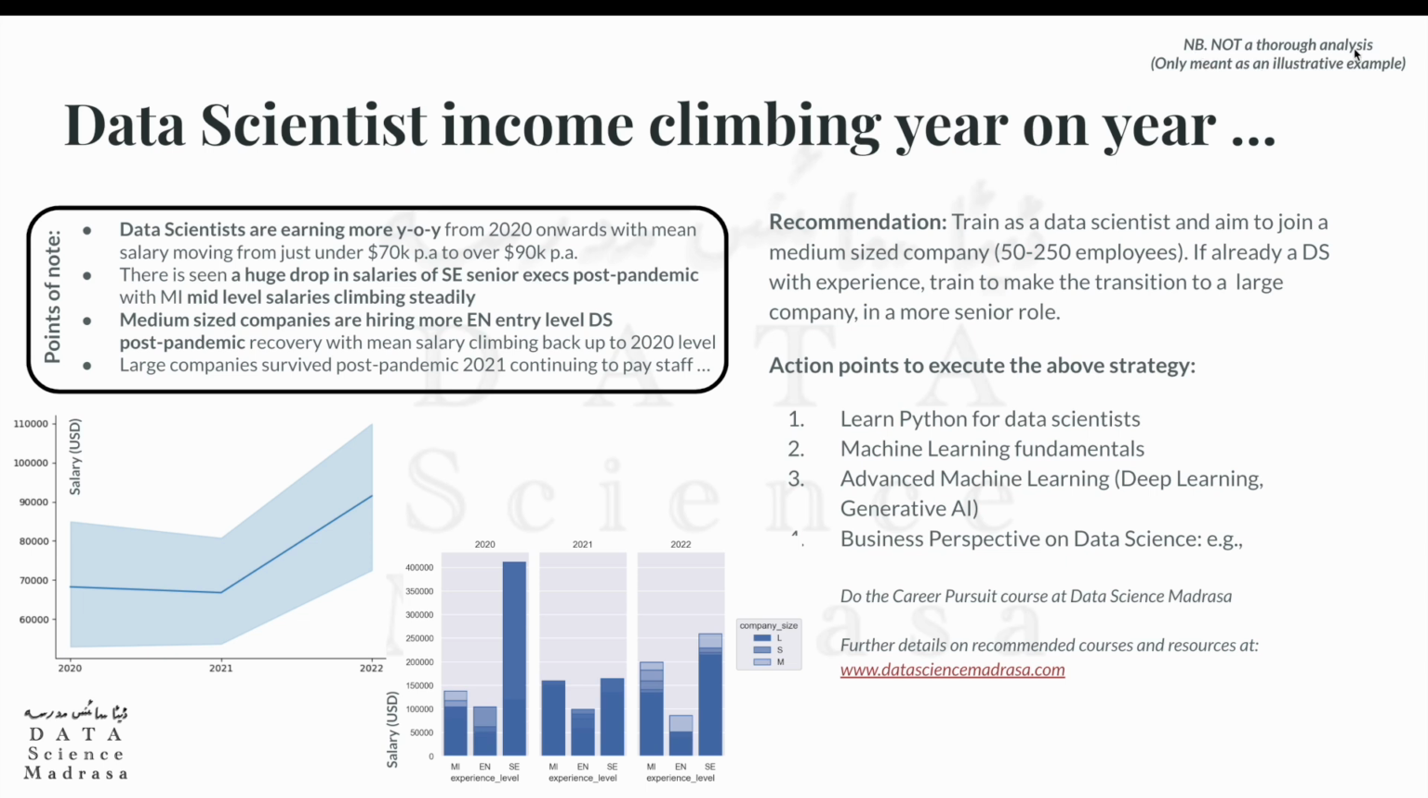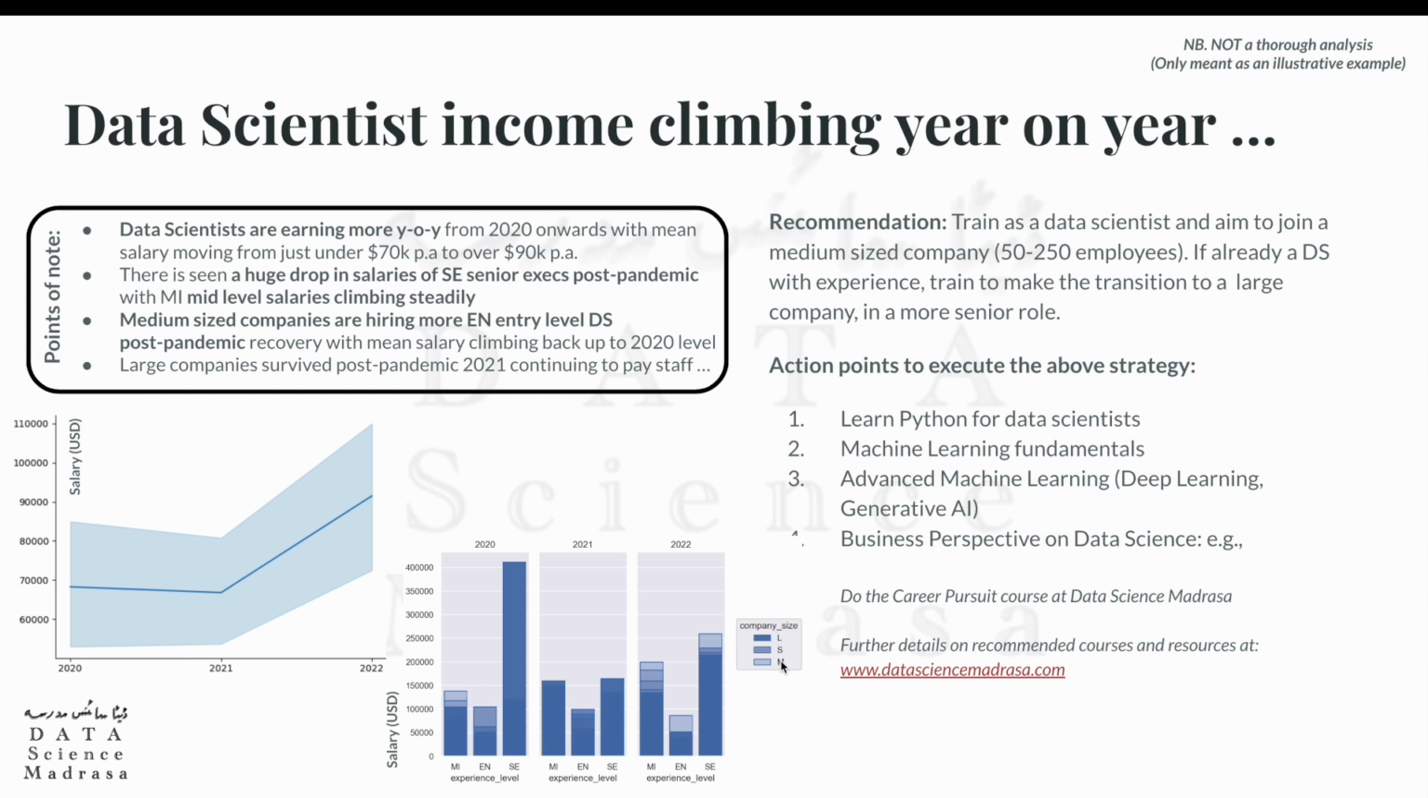By the way, this is not a thorough analysis, it's only meant as an illustrative example. So a more thorough analysis would require additional data to be looked at and compared. But here's points of note from the 6 plots that we had. Data scientists are earning more year on year from 2020 onwards, with mean salary moving from just under 70k per annum to over 90k per annum. Makes sense? They've seen a huge drop in salaries of senior executives post-pandemic, with mid-level salaries climbing steadily. We can see this here in this diagram, the bar plot, which is dividing it by year, and then the color coding is for company size.